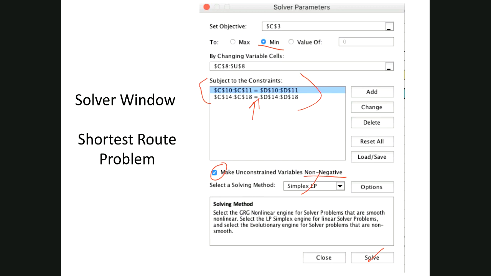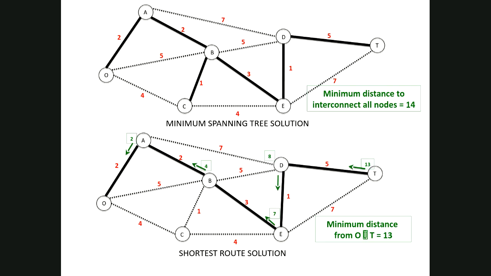The last slide I want to talk about is the difference between those two, and we'll see this solution when we look at Excel. We've already looked at the minimum spanning tree solution, and we saw that the minimum distance to interconnect all of the nodes was 14 units. And we'll see on the next, when we solve this in Excel, that the shortest path from the origin to the destination is along this route, and it takes 13 units.